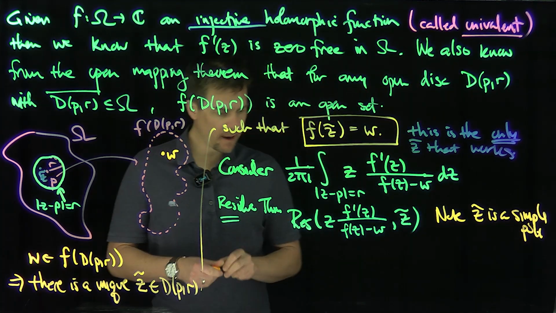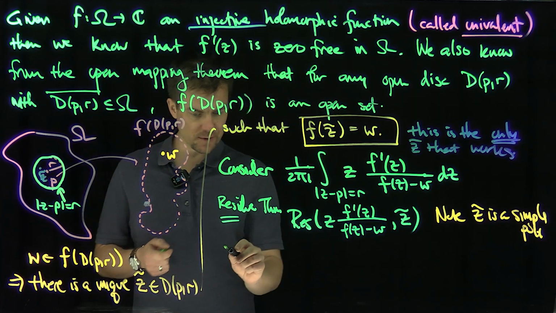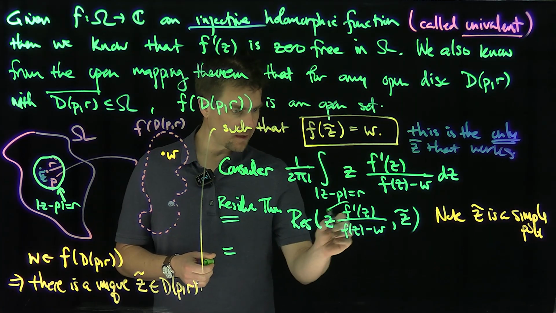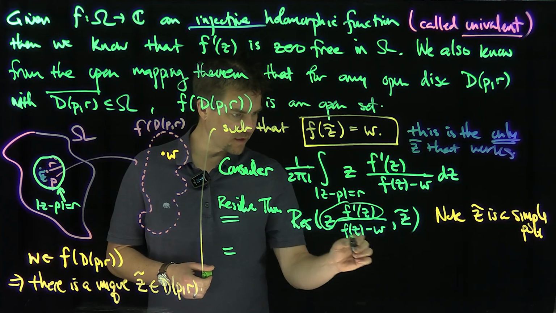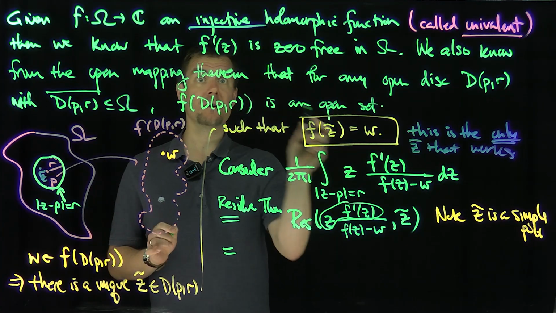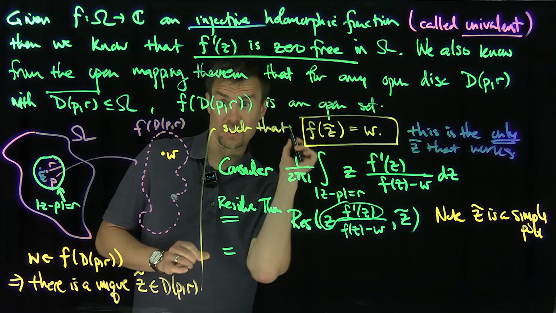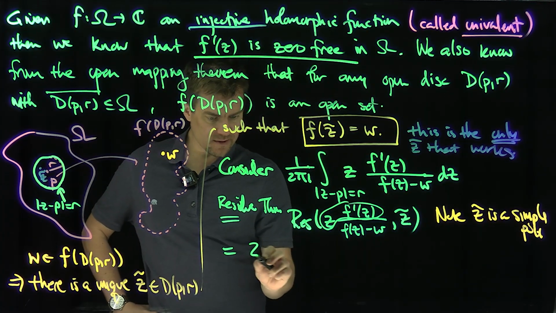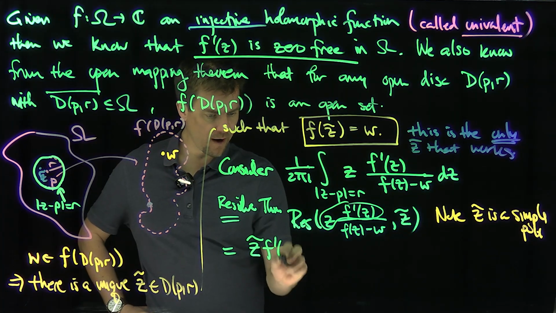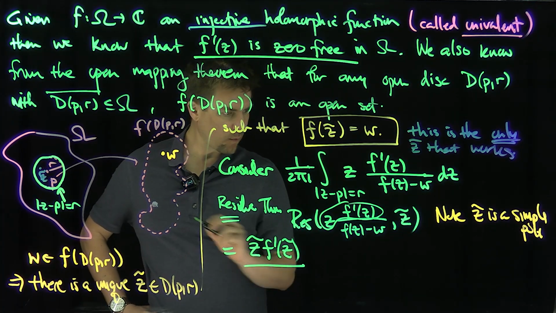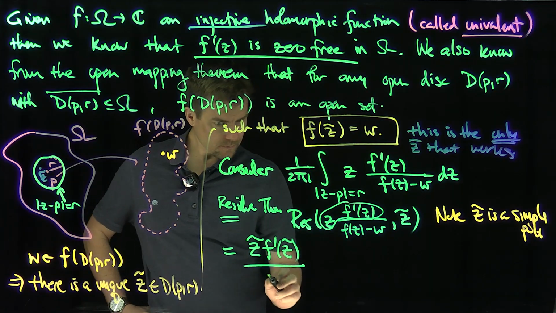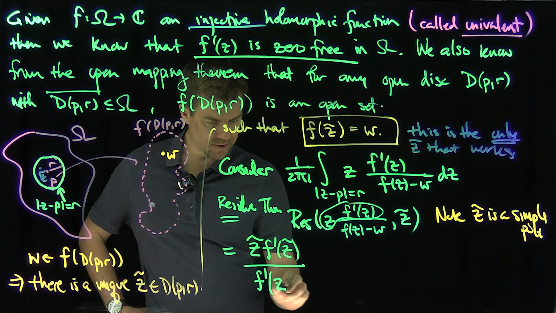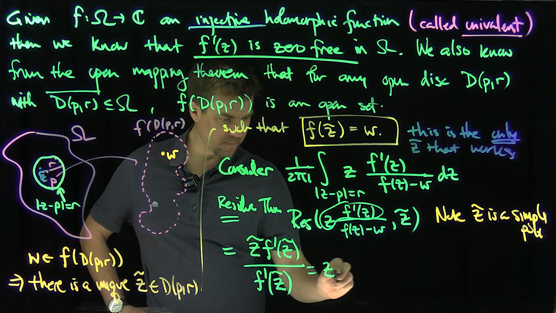Okay, so that allows me to conclude that this is going to be what? This is going to be the derivative, so it's going to be this function over here over the derivative of the denominator, which is not 0. The derivative of the denominator is what? Zero free, so that's fine. It's going to be, I'm going to plug in z tilde, so I'm going to have a z tilde f prime of z tilde over f prime of z tilde, which is just z tilde, right?